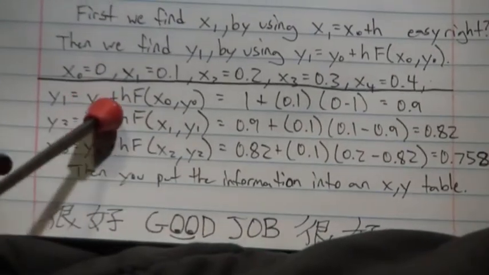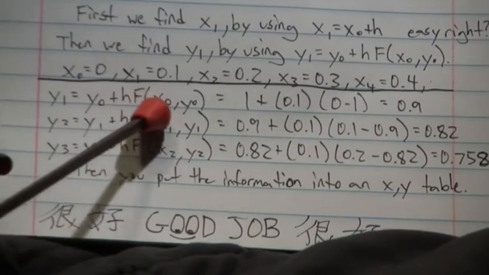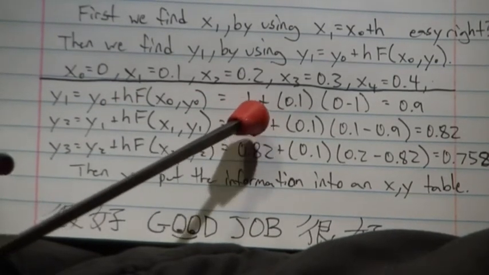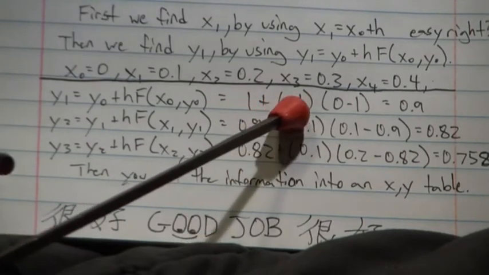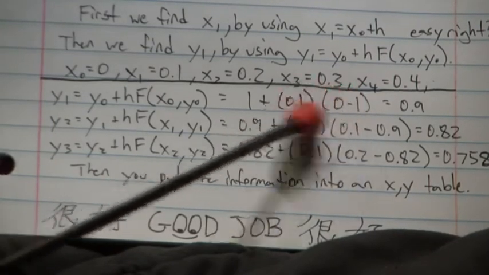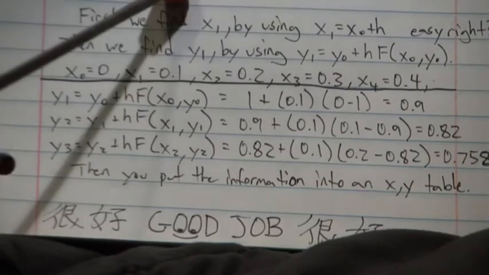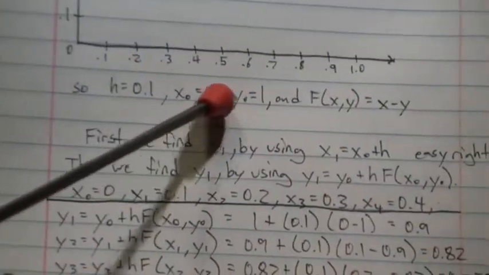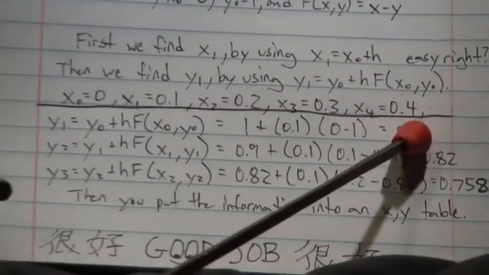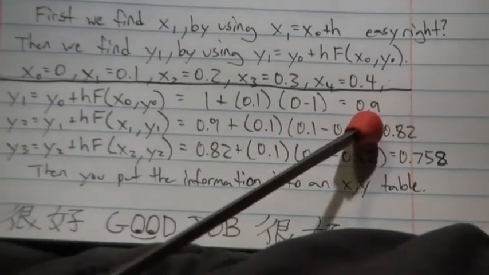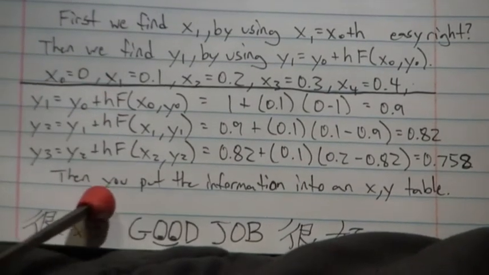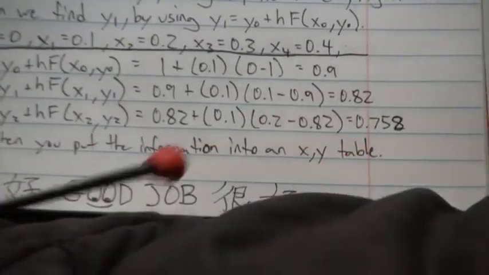Let's start with the y's. This is the initial y plus the step times the slope. So here, 1 is the initial y, plus the step times the slope, and you plug in your initial x and y right there. You plug those into your equation and figure all that out, and that's the answer there, 0.9. And you do that for all of your y's. Then you put the information into an XY table.